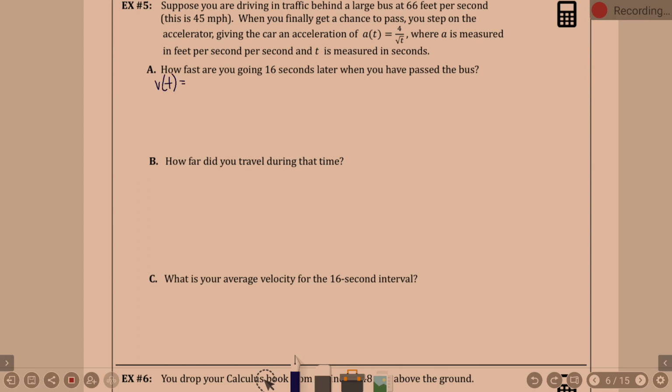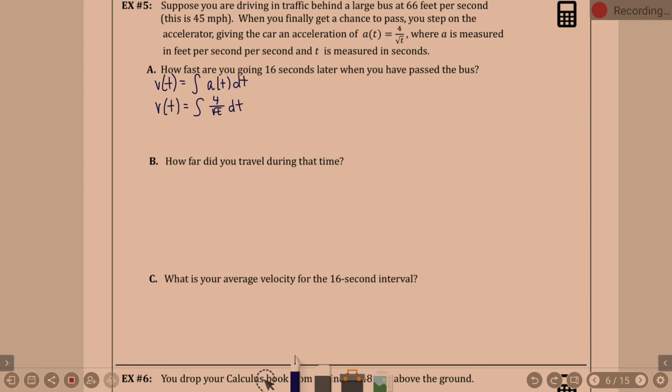Since we're trying to find velocity and we know acceleration, velocity is the integral of acceleration. So that means that we are going to find v of t by integrating 4 over the square root of t dt. Does the calculator do this? Oh, it does, doesn't it? I was integrating by hand.